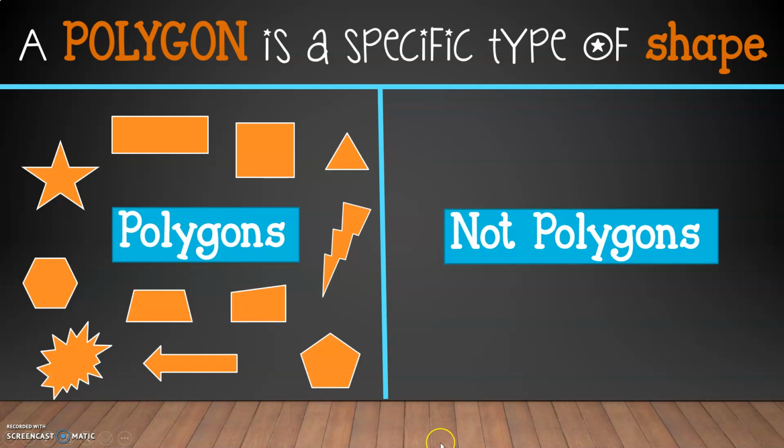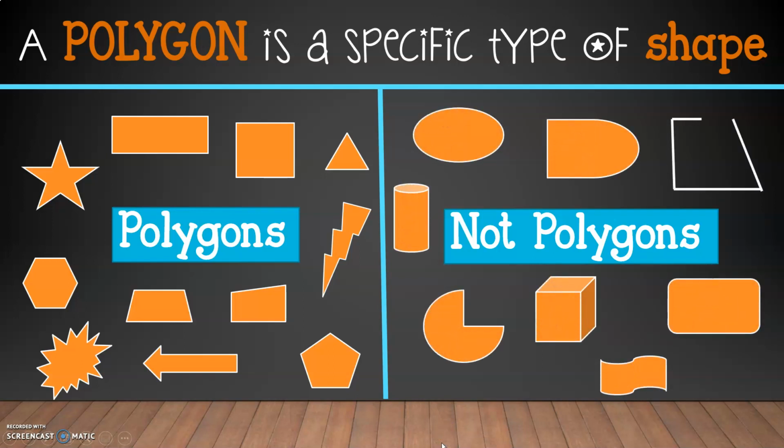Okay, now let's look at examples of things that are not polygons. When you look at these shapes, what do they have in common? All right. Now I want to look between polygons and non-polygons, and I want us to figure out what makes them different. When I'm looking over here at my polygons, I am noticing that they all are flat or two-dimensional.